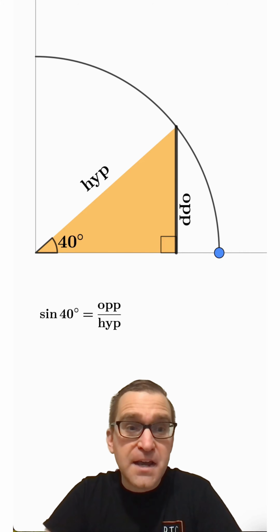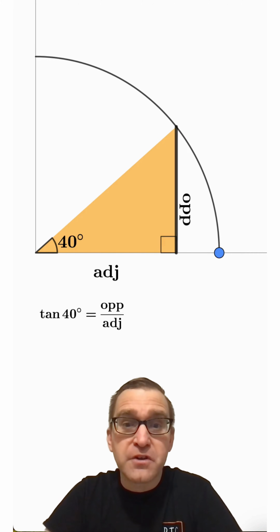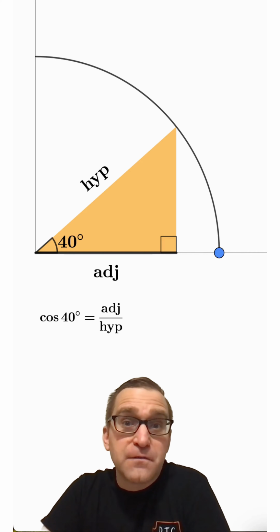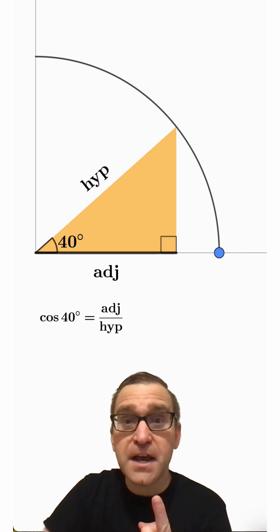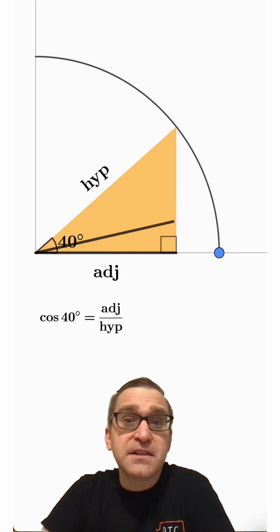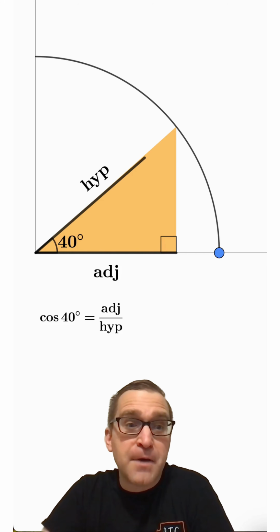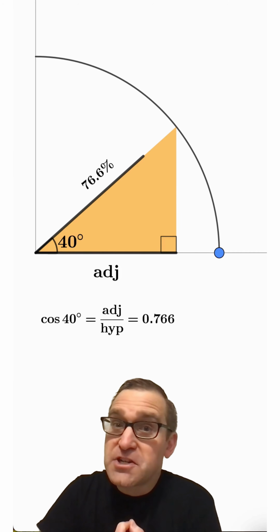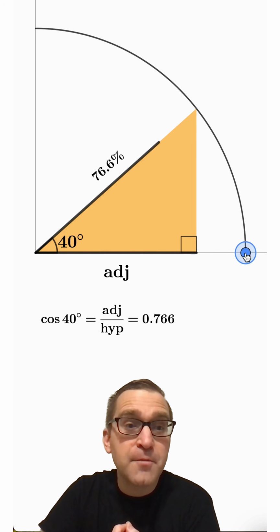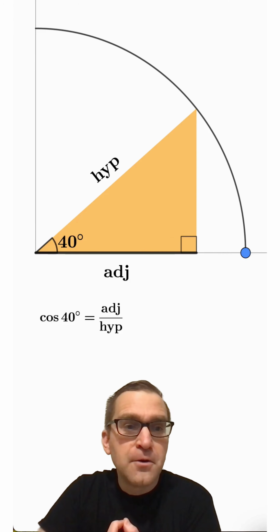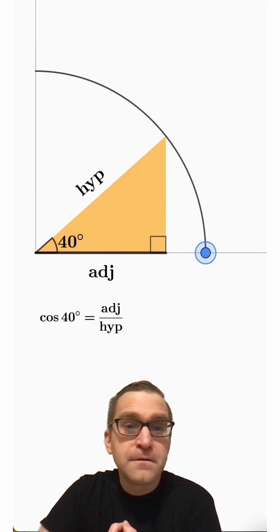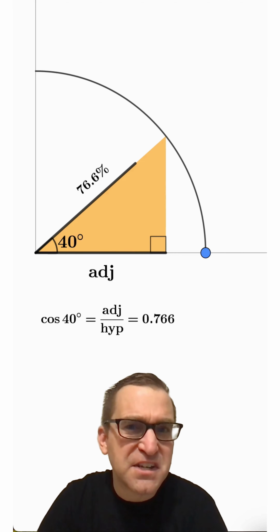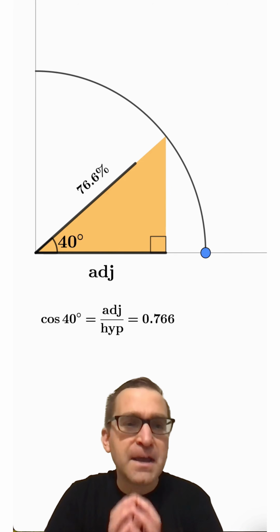When we take the sine, cosine, or tangent ratio of an acute angle in a right triangle, what we're actually doing is comparing the length of one side to another. For cosine, we're comparing how long the adjacent leg is when compared with the hypotenuse. Look at that, 76.6%. So in any right triangle with a 40-degree angle, no matter how big or how small, that adjacent leg is always going to be roughly 77% of the hypotenuse.